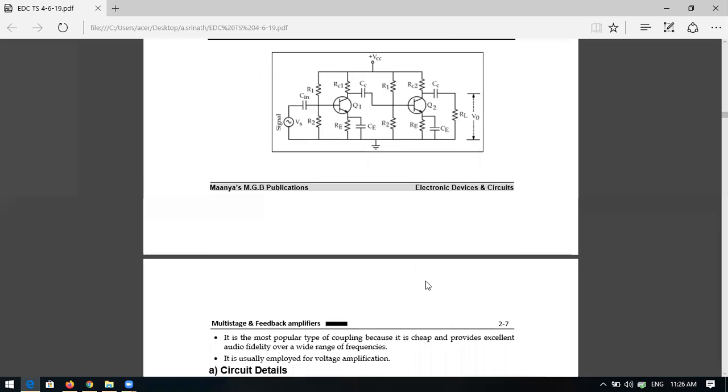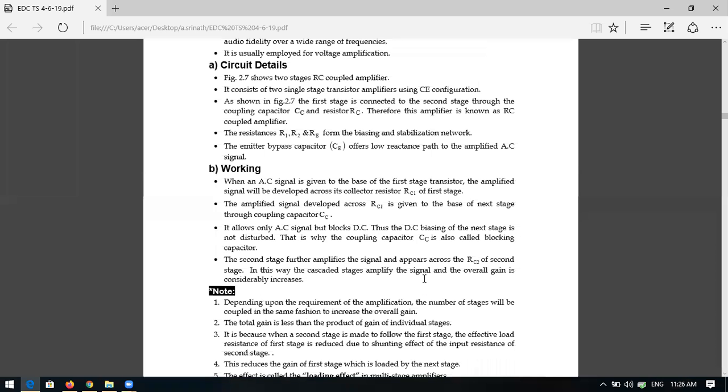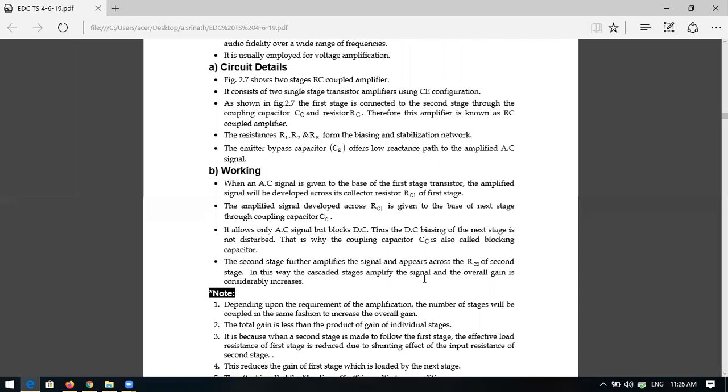In the working condition of this CE configuration of your two-stage amplifier, when an AC signal is given to the base of the first stage transistor, the amplified signal will be developed across its collector resistance RC1 of the first stage. Is it clear? Very simple to understand. The amplifier is used to amplify the signal. So whatever AC signal is given at the base of the first stage will be amplified and then given to RC1.